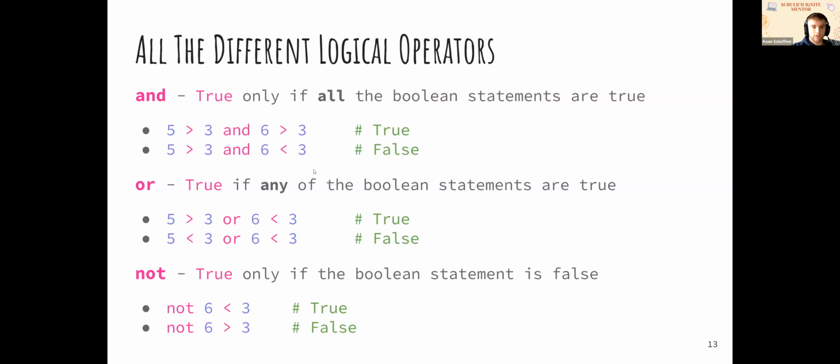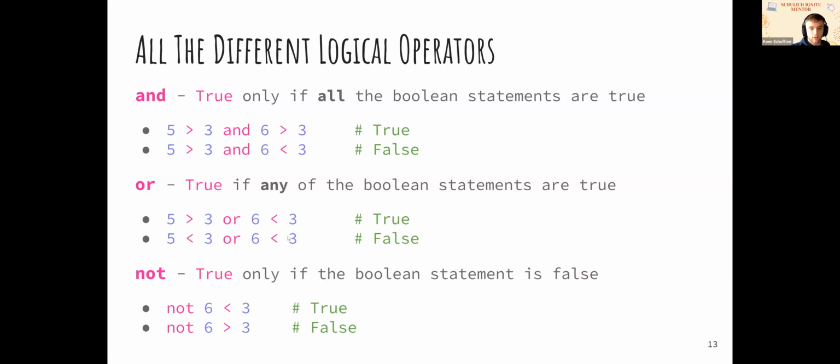So let's look at all the logical operators that we just covered. If we go through each of these statements, and is true only if all the Boolean statements are true. We can see here that 5 is greater than 3 and 6 is greater than 3. This would be true. If we put this inside a print statement, we would get true. And then we have the opposite here, where 5 is greater than 3, that part is true, and 6 is less than 3, that part's false. So this whole thing would print out false if we put that in a print statement.